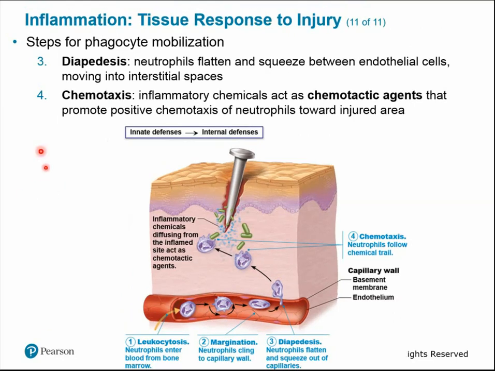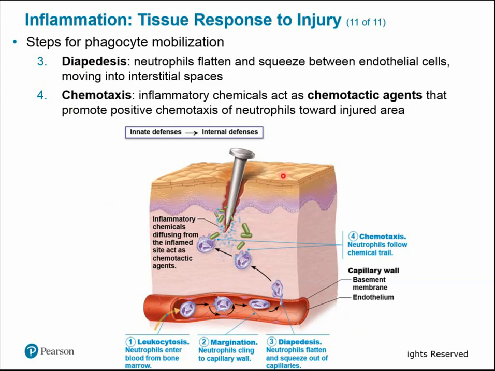So then step 3 is diapedesis. Okay? So dia means through or across. Pedesis means kind of like walk. So we're walking through. These neutrophils are now going to squeeze through the endothelial cells of the blood vessel and move into the tissue space. So they're going to walk through that blood vessel wall.